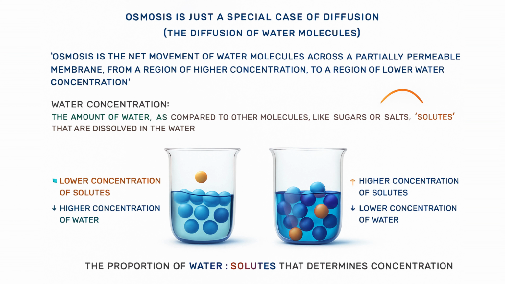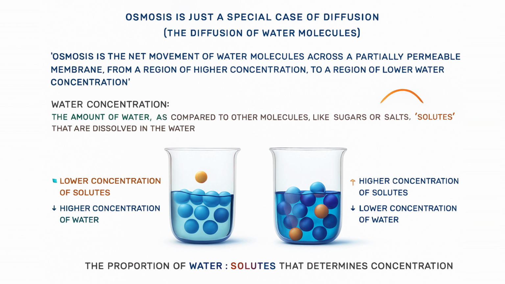Imagine a simplified diagram where the inside of a cell is on the left and the outside environment is on the right. These two areas are separated by the cell's partially permeable membrane. Inside the cell, we find many water molecules along with several solute particles. Outside the cell, there is nearly pure water with very few solute molecules. This means that the water concentration is higher outside the cell and lower inside.